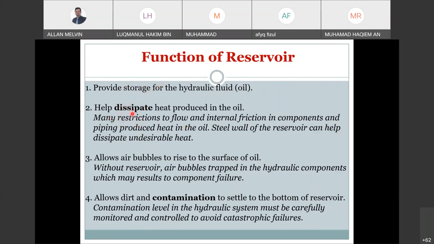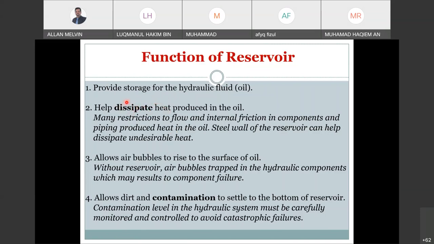The second function is to help dissipate heat produced in the oil. Many restrictions to flow and internal friction in components and piping produce heat in the oil. So the reservoir can help dissipate undesirable heat. Okay, so what will happen if hydraulic oil gets heated? What will happen? It explodes, fire can happen. So, hydraulic fluid is prone to fire. Fire can happen, that's why I say you cannot have leakage. It can be hazardous to the environment and also the safety of the people or the operators. So you need to remove it.